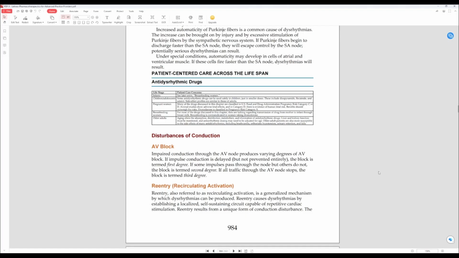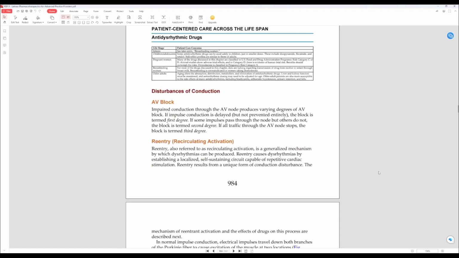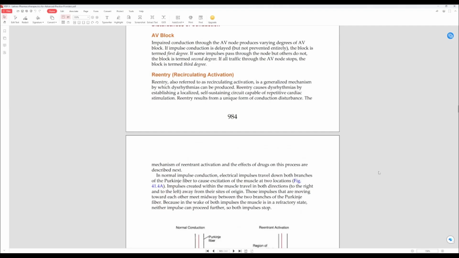Disturbances of conduction. So we'll start off with an AV block. Impaired conduction through the AV node produces a varying degree of AV block. If impulse conduction is delayed, the block is termed first degree. If some impulses pass through the node but others do not, the block is termed second degree. And if all traffic through the AV node stops, the block is termed third degree.